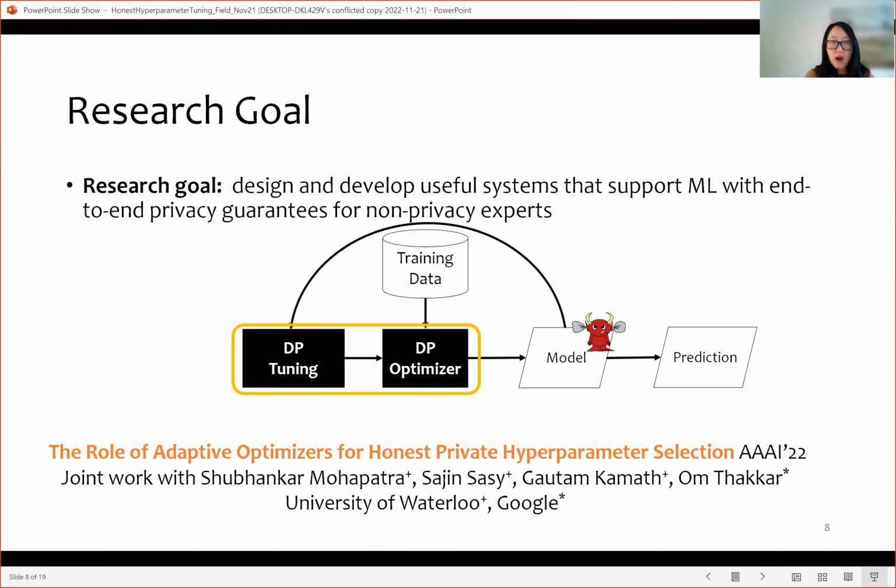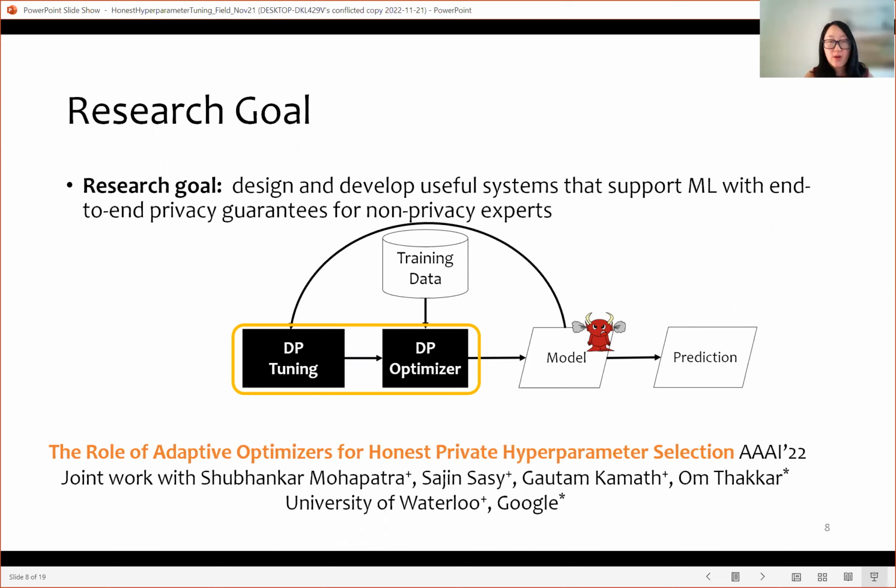So in the work that I'm going to talk about, the role of adaptive optimizers for honest private hyperparameter selection, we focus on these two steps, differentially private tuning and the differentially private optimizer, and try to find out what the optimal solution or algorithm is to support both at the same time.